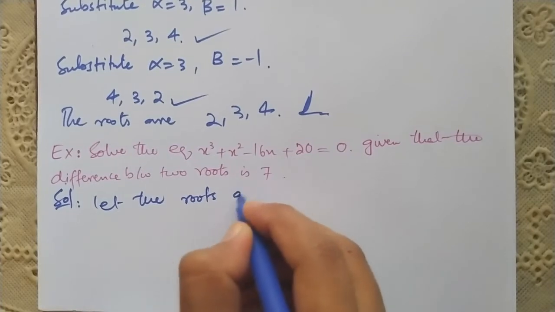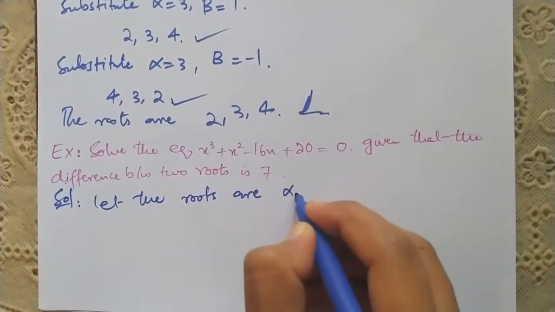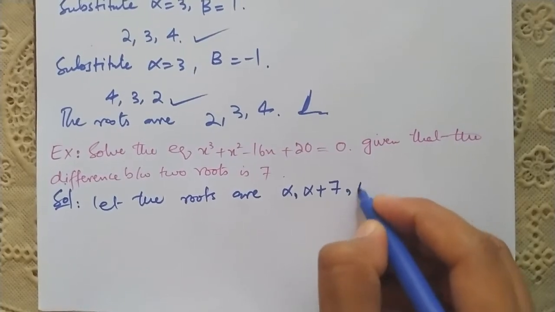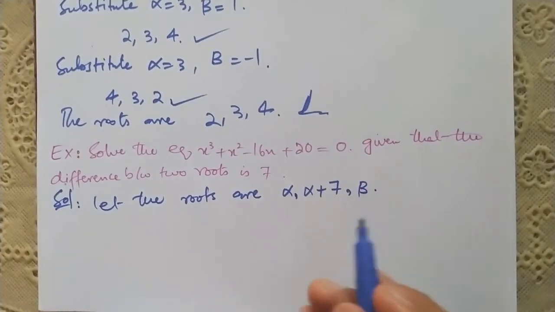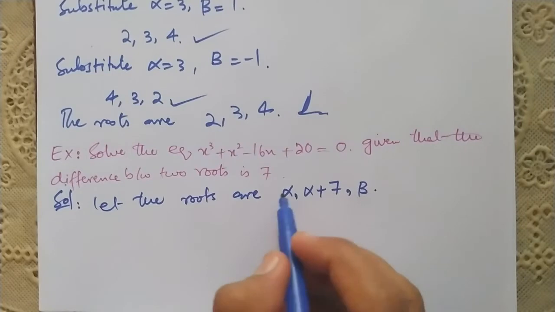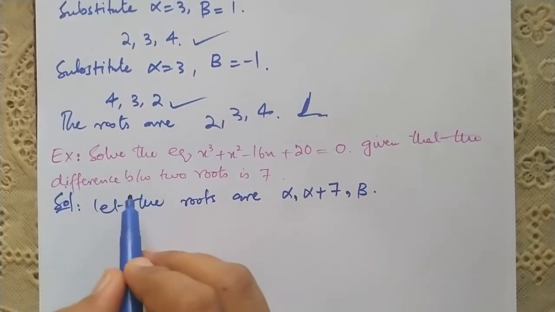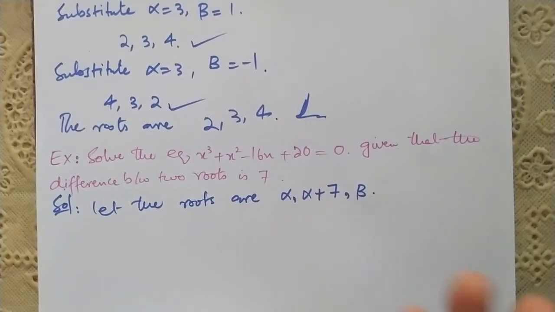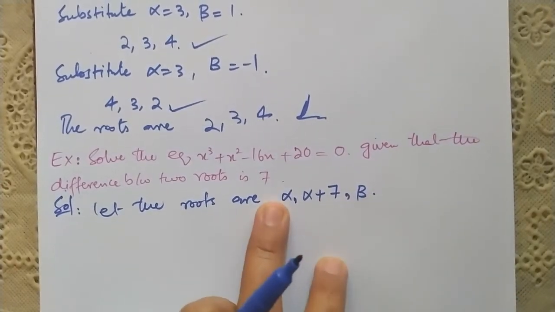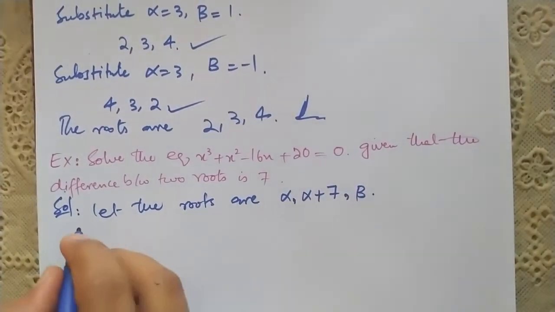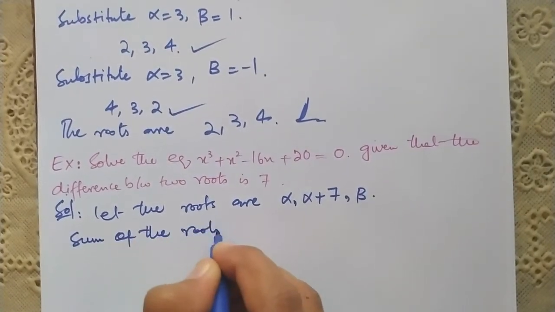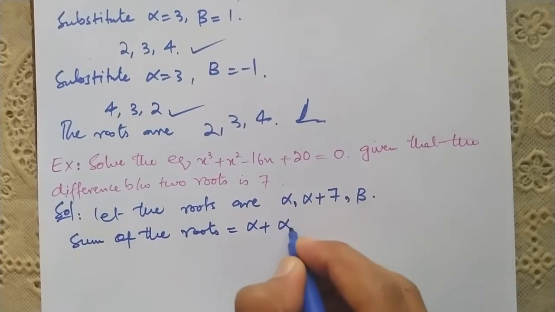let the roots be alpha, then the second root will be, let's suppose, alpha plus 7, and then the third root will be beta. It means the difference between two roots is 7, so the second root is 7 more than the first root, right? Now the sum of the roots is equal to alpha plus 7 plus beta.